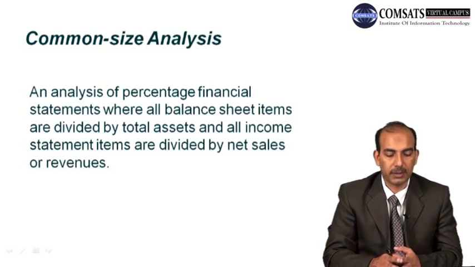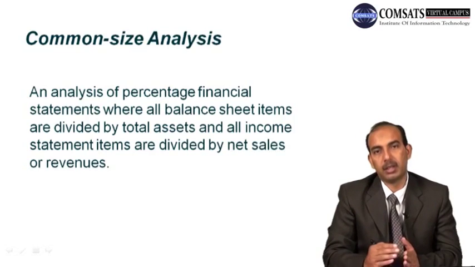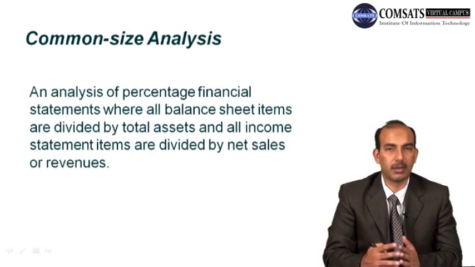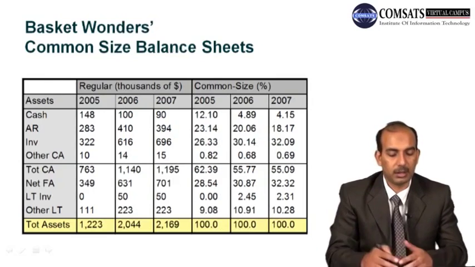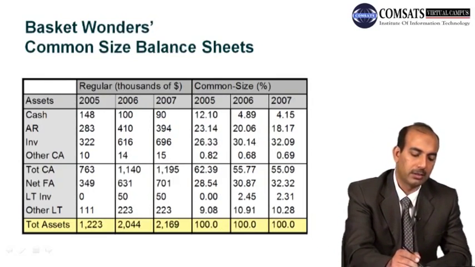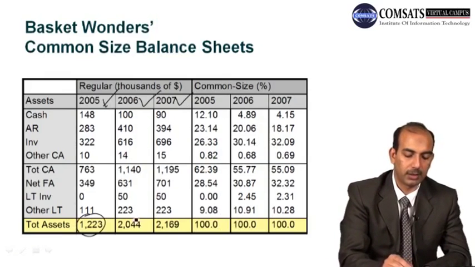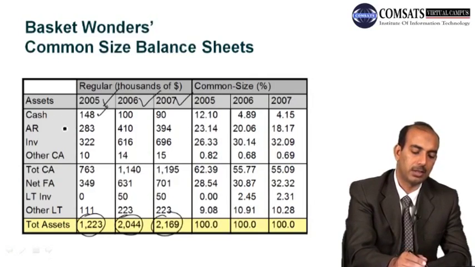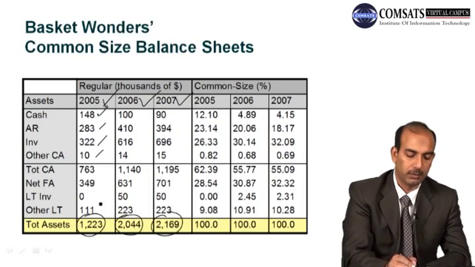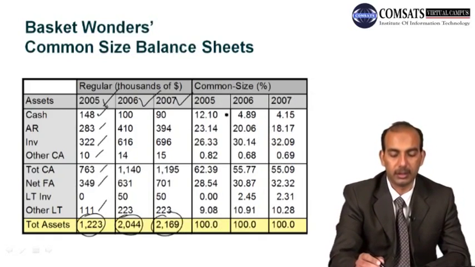So it is an analysis of percentage financial statements where all balance sheet items are divided by total assets and all income statement items are divided by net sales or revenues. Similarly, on the income statement side, we divide all the figures by total sales or revenues to get percentage figures. So in the case of our basket vendor firm, you can see the financial statement figures given on the asset side for 2005, and then for 2006 and 2007. And these are the total assets for these years. In the case of 2005, we divide all the figures, starting from cash, accounts receivable, inventory, other current assets, by $1,223. And we have these figures in percentage.